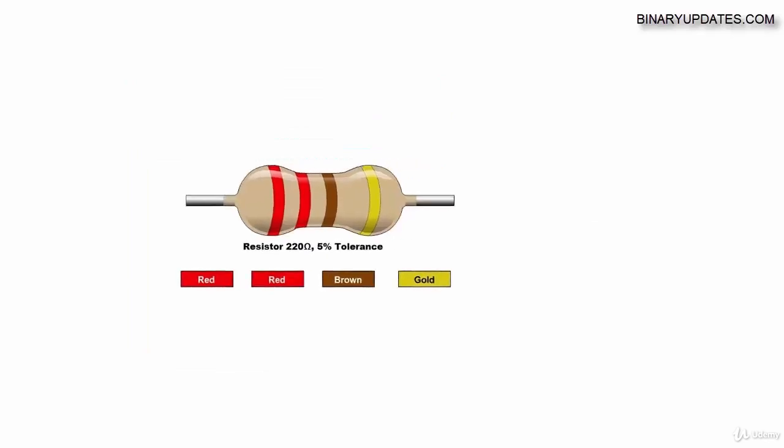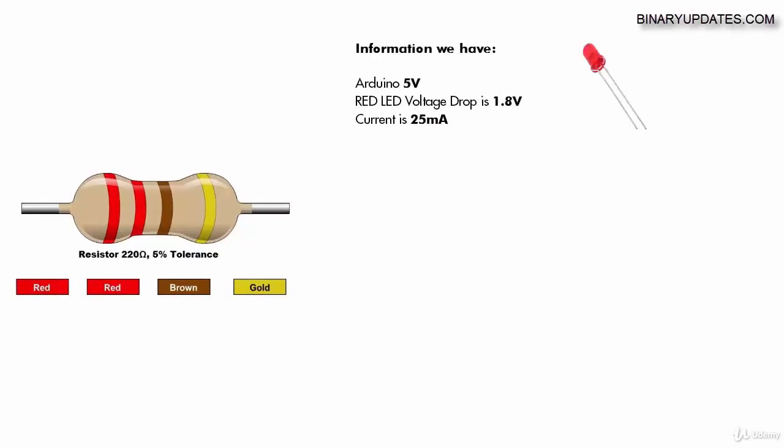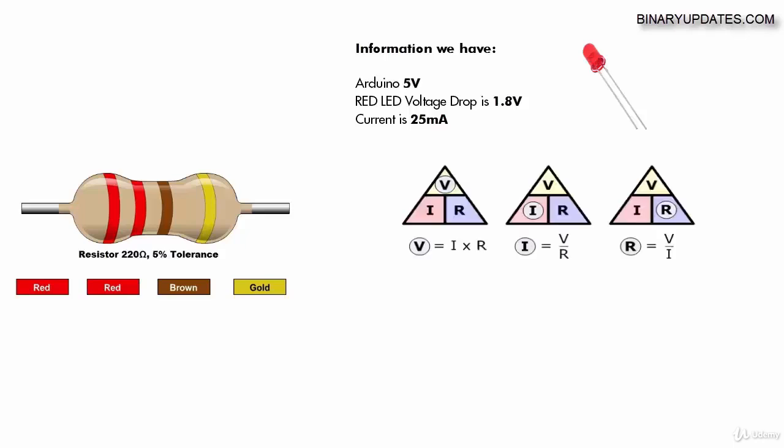The information that we have at this moment is Arduino runs on plus 5 volt. And since we are using a red LED, which has a voltage drop of around 1.8 volt and a current of around 25 milliampere. Apart from this information from the datasheet and the Arduino specifications, we know Ohm's law, R is equal to V upon I. So resistance is equal to voltage divided by current.